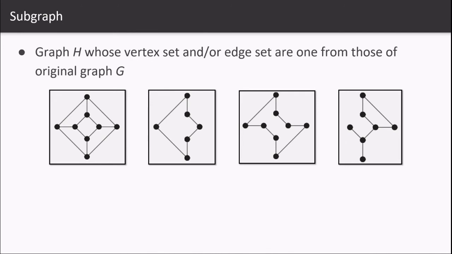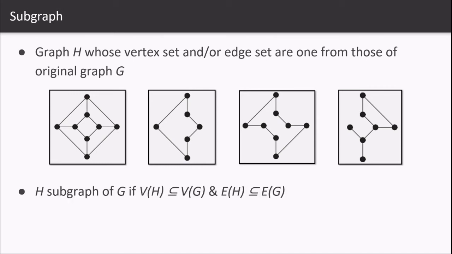A subgraph H is one whose vertex sets and/or edge sets are subsets of those of the original graph G. More formally, H is a subgraph of G if the vertex set of H is a subset of the vertex set of G, and the edge set of H is a subset of the edge set of G.